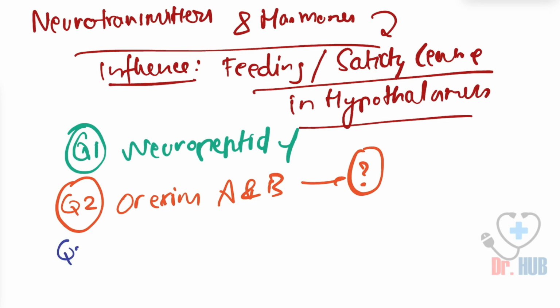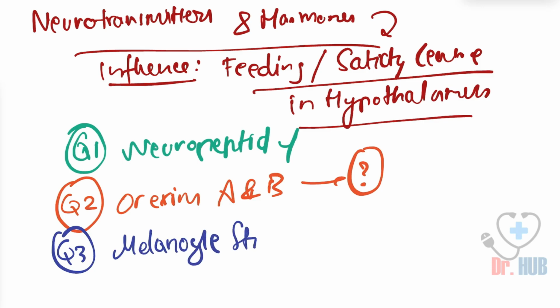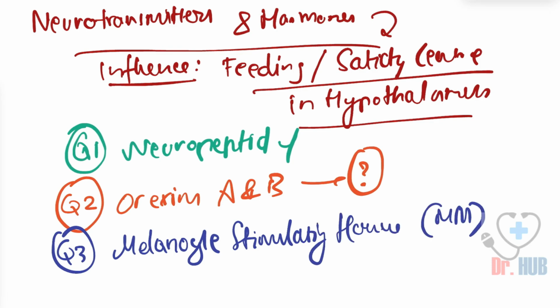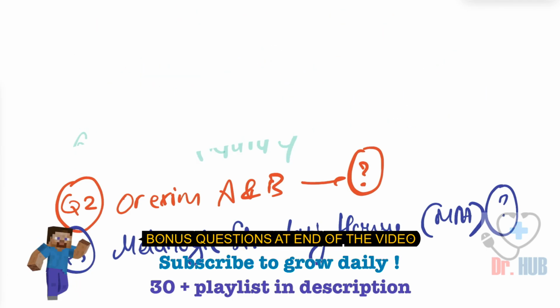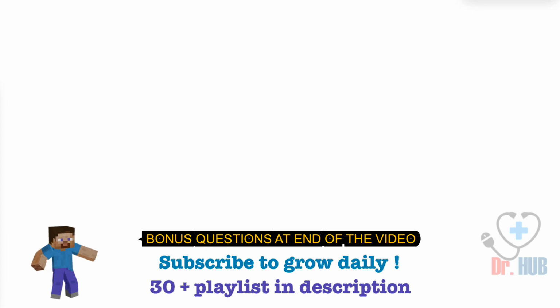The third question is the melanocyte stimulating hormone. So that is nothing but the MSH. So MSH, what is it associated with? So in this video, we'll see the answers to all these questions, and in the end of the video, there is a bonus section as well.